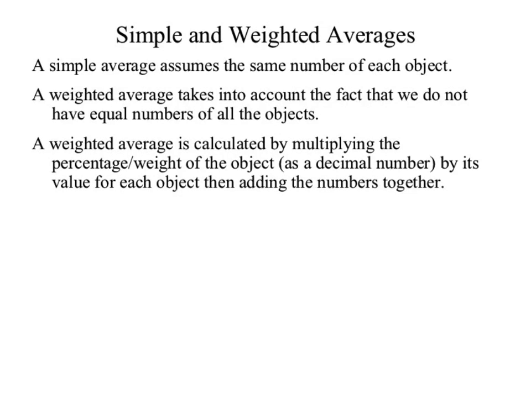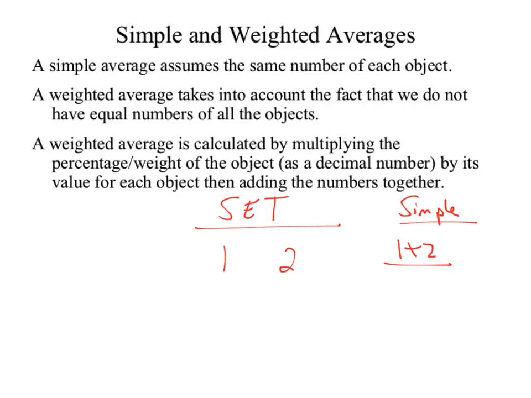Our simple average assumes the same number of each of these things. If we took the example we were looking at, whatever it was, Tuesday, we had our set. We had 1 and we had 2. Our simple average just goes through and says, I add up the numbers in my set and divide by the total numbers in my set, which in this case is 2, and I would end up with the raucously difficult answer of 1.5, or 3 halves, however you want to look at it.